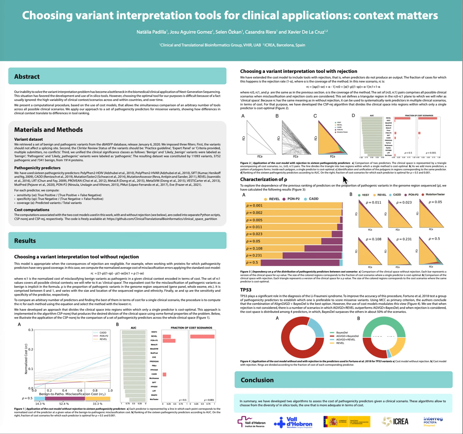To finish, I just want to mention that in this poster I also show you the study of the rho parameter to explore the dependence of the previous ranking of predictors on the proportion of pathogenic variants in the genome region sequence, and a case study of the TP53 protein.